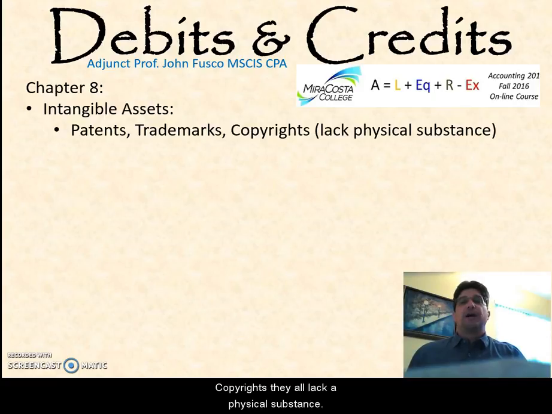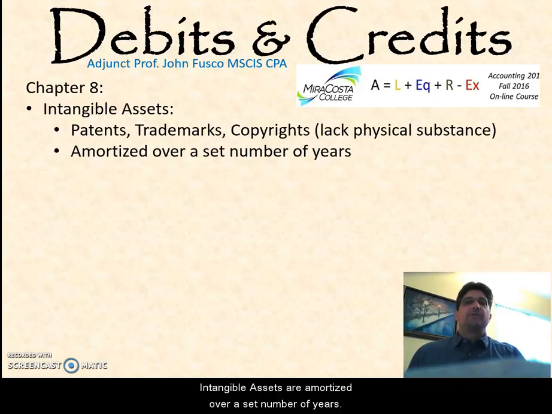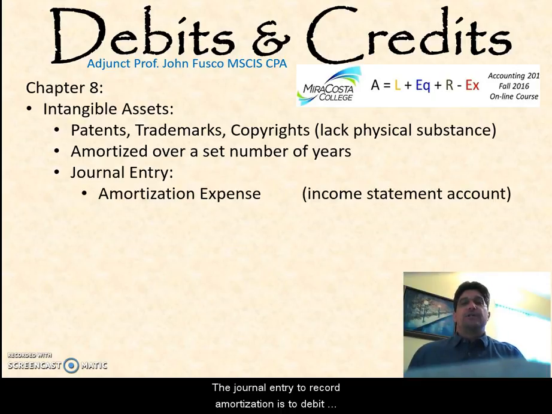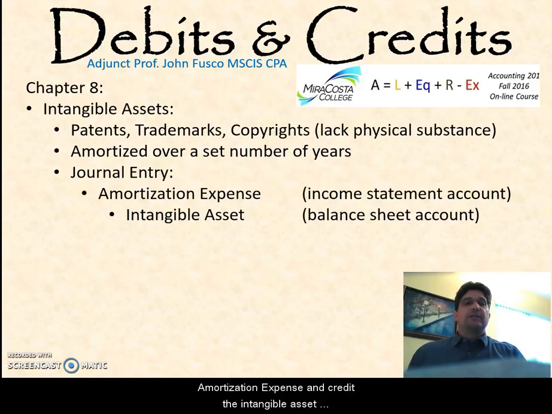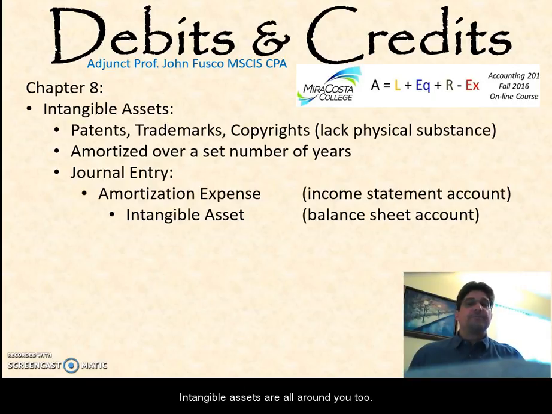Patents, trademarks, copyrights, they all lack physical substance. Intangible assets are amortized over a set number of years. The journal entry to record amortization is to debit amortization expense and credit the intangible asset itself. There is no accumulated account acting as a contra.